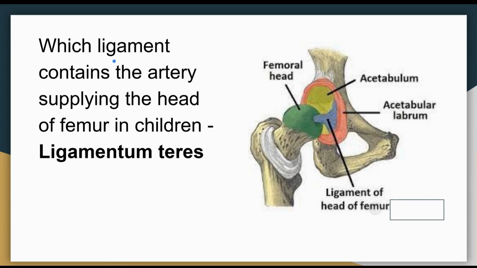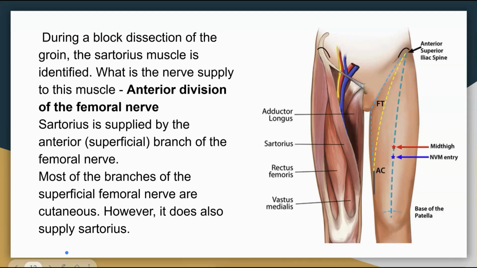So, which ligament contains the artery supplying the head of femur in children? It is the ligamentum teres. Now, as you could appreciate, this is the femoral head. Here we have the acetabulum, and in the boundary we have the acetabular labrum. Now, the connection of this acetabulum to the femoral head is this ligament of the head of femur known as the ligamentum teres, and it contains the vessel which is going to supply the femoral head in children especially.